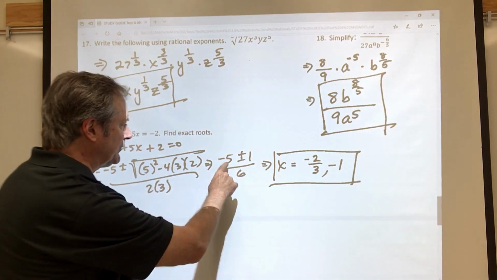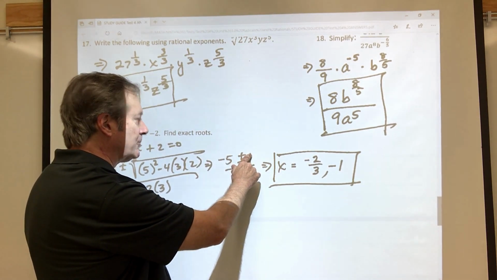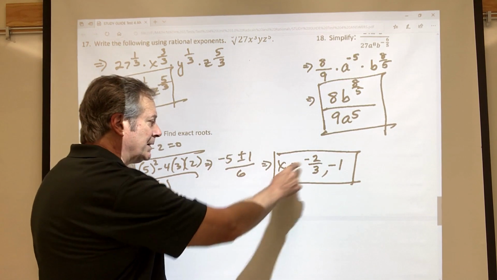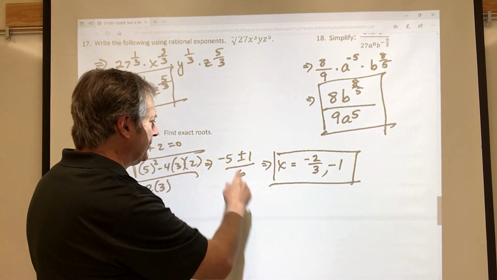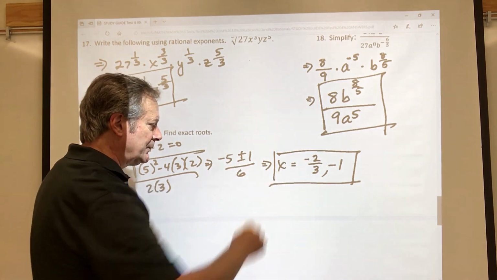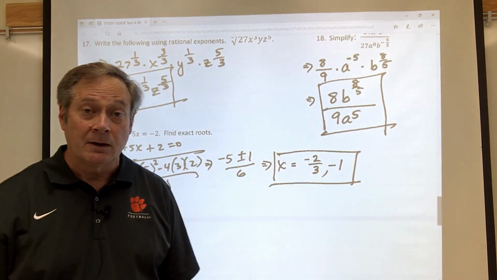So we're here and we say, all right, well, it's negative 5 plus 1. Well, what is that? It's negative 4 over 6, reduces to negative 2/3. Negative 5 minus 1 is negative 6 over 6 is negative 1. All right, let's turn the page.